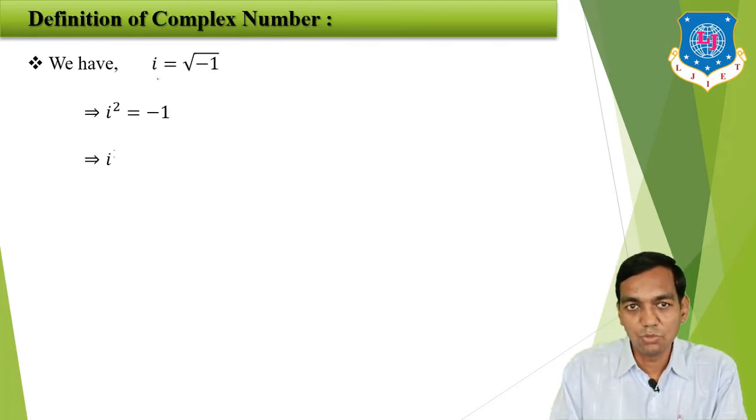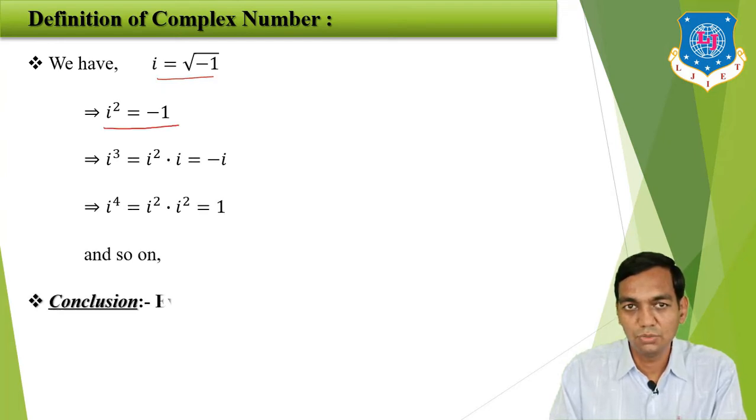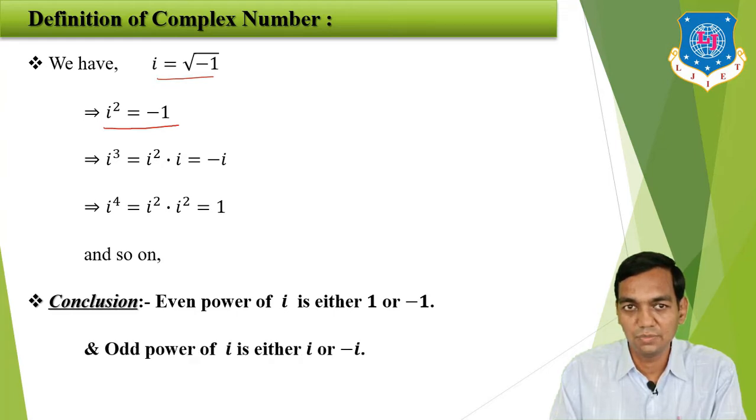We have i is equal to root of minus 1, correct? So if you write i square, then i square is equal to minus 1. i cube will be i square into i, but i square is minus 1, so minus 1 into i, that is minus i. In the same manner, i raised to 4 is i square into i square, so minus 1 into minus 1, that will be plus 1.